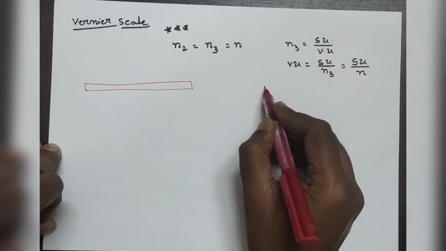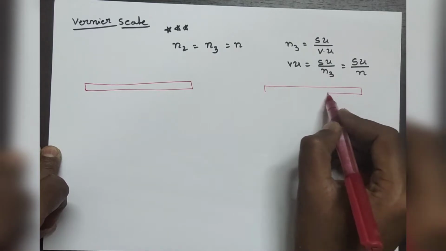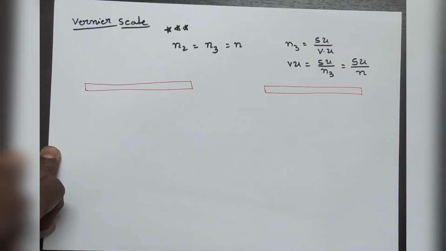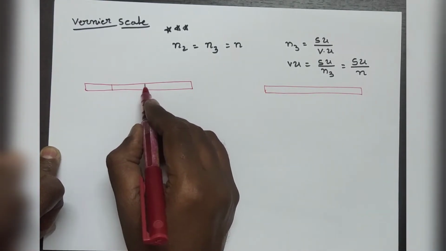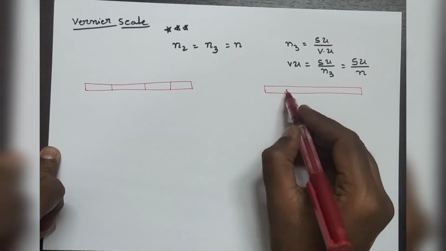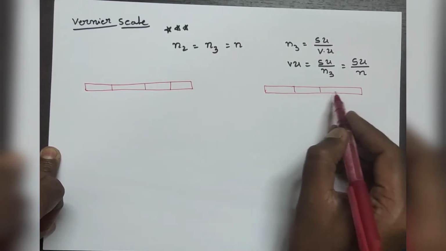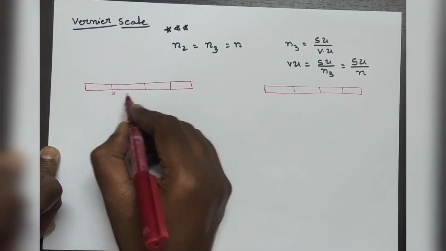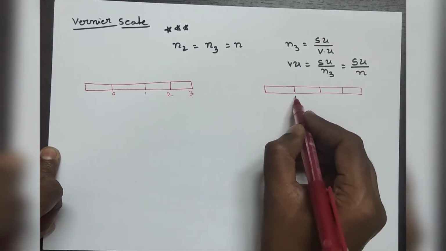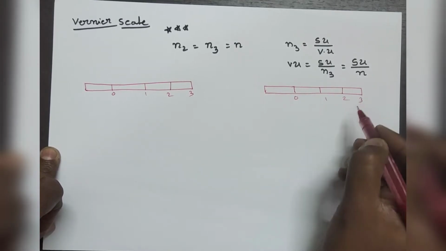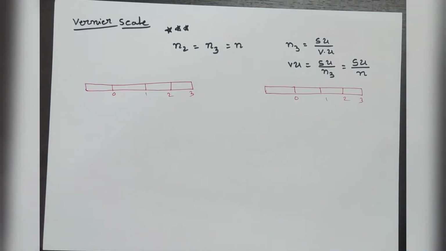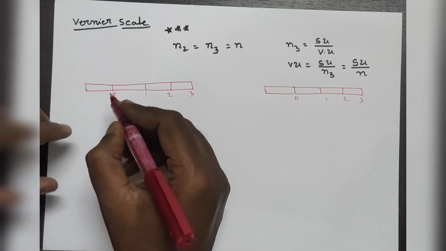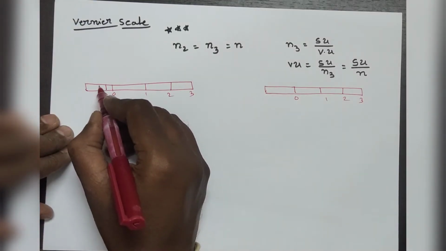And here two types of principles are there. Both we will consider simultaneously. So these are called primary divisions. So in this problem, I have considered 4 primary units. This is 0, 1, 2, 3. Now here, let us consider the secondary divisions are some number.